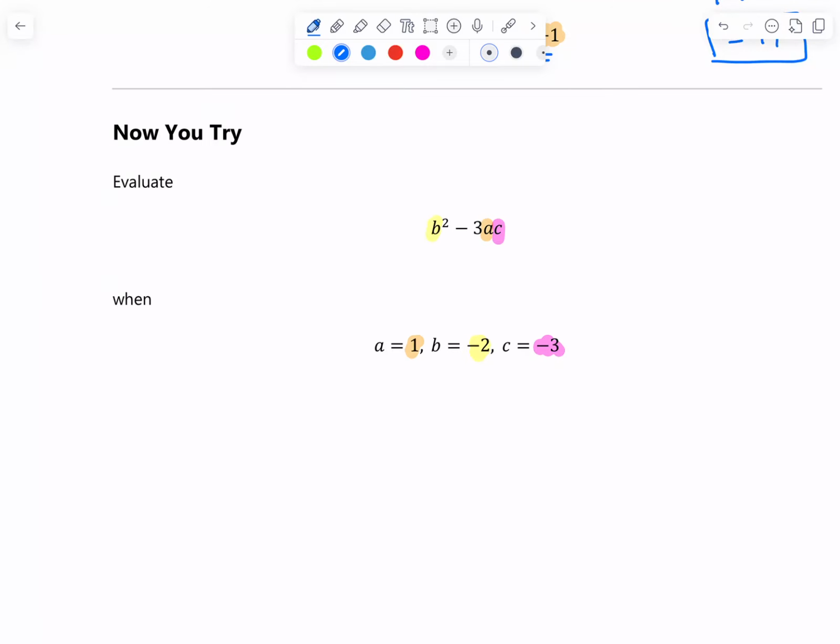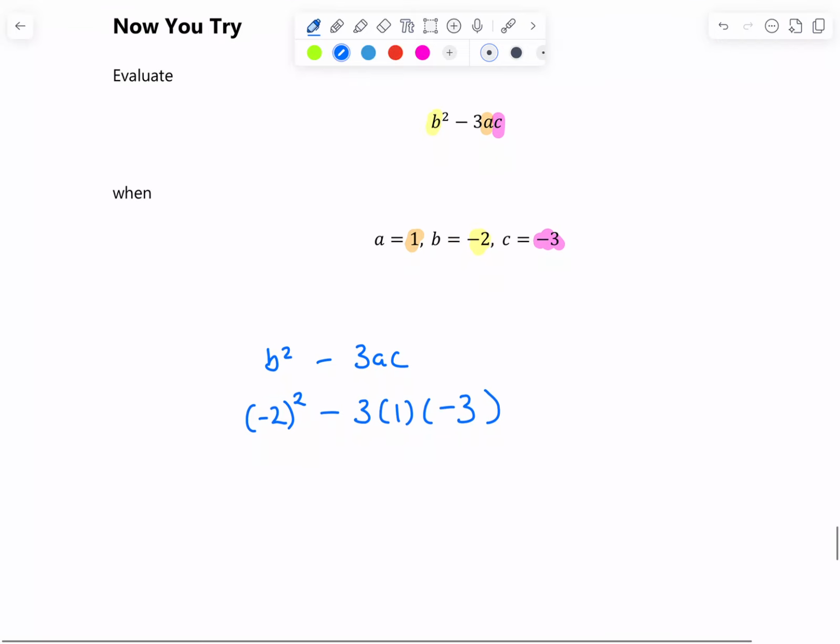So we've got b squared take 3ac. Instead of b, I'm going to put -2, and then you're going to put the squared outside. Then you still got the -3, and then we've got a and c. Okay, let's work this out.